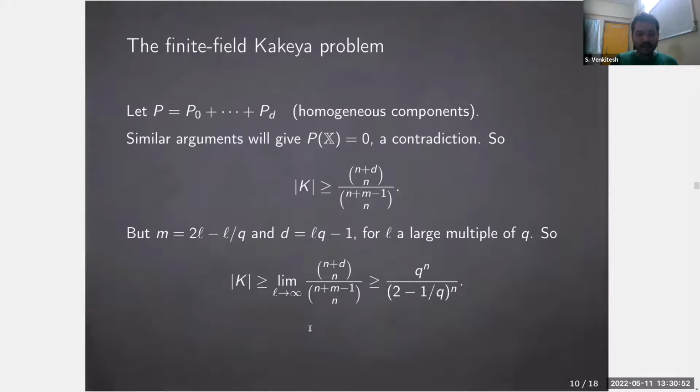Let's go back. What were m and d? Well, m was a large number. It was 2l minus l by q. D was lq minus 1. And L is a free parameter for us. It doesn't matter what L you choose, this bound will hold for the appropriate m and d. So let's now take L tending to infinity. Then estimates on the binomial coefficients will give us a lower bound of q to the n by 2 minus 1 by q to the n, which is roughly q to the n by 2 to the n. So this is further lower bounded by q to the n by 2 to the n. And that completes the proof.